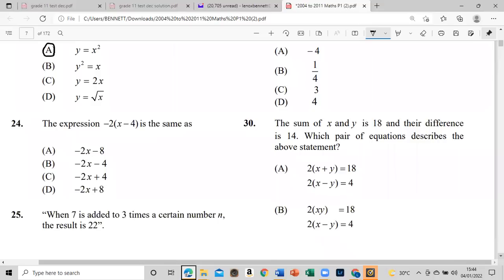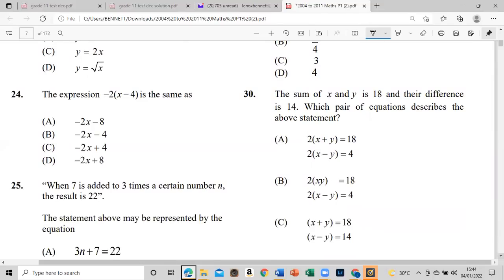The expression -2 bam bam bam is the same as... So we're just expanding. Love them kind of easy question. Yeah? Minus 2x. A negative times a negative give you a positive. So that's positive 8. So see that option. Oh yeah, so it's D.